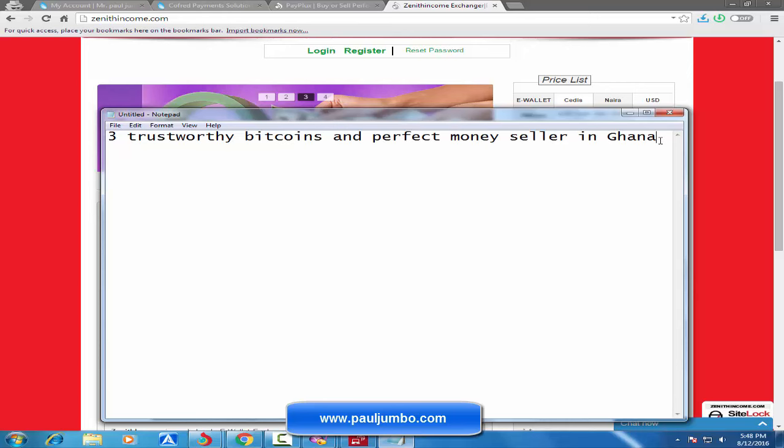Yeah, welcome to how you can buy Perfect Money and Bitcoin right here in Ghana. So once you've created your Perfect Money and Bitcoin account, you can go to these three websites.